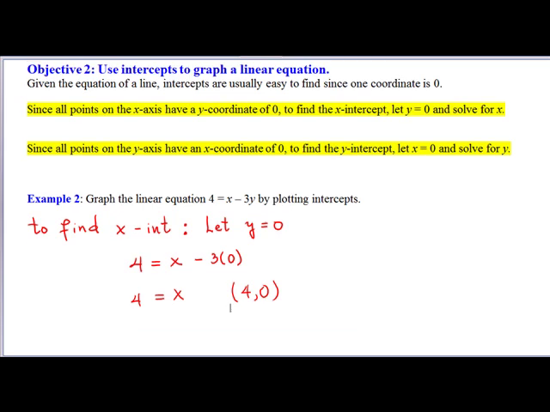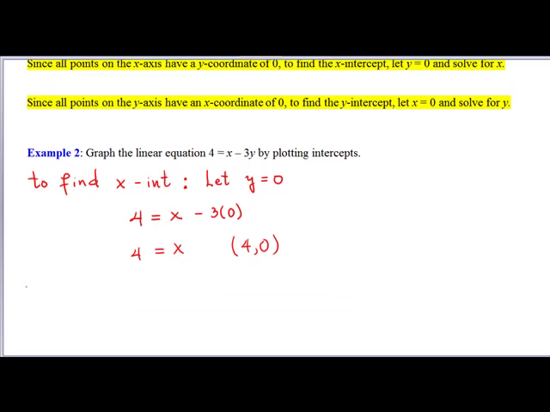To find the y-intercept, now the y-intercept is when the x coordinate is 0. So to find the y-intercept, we let x equal 0 and we solve for y. So you get 4 equal to 0 minus 3y.